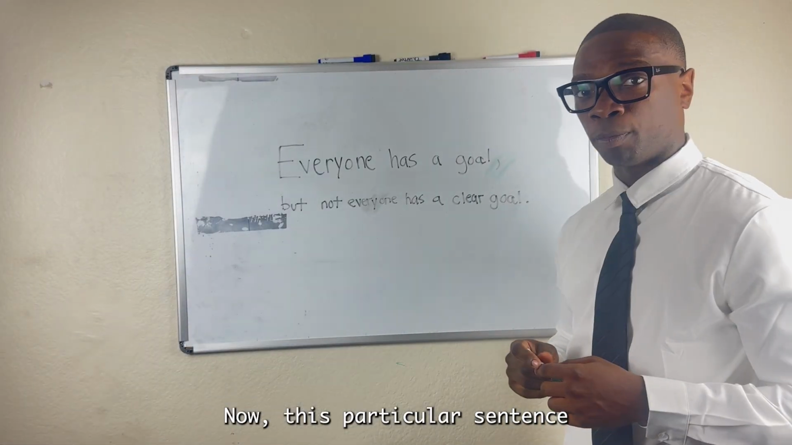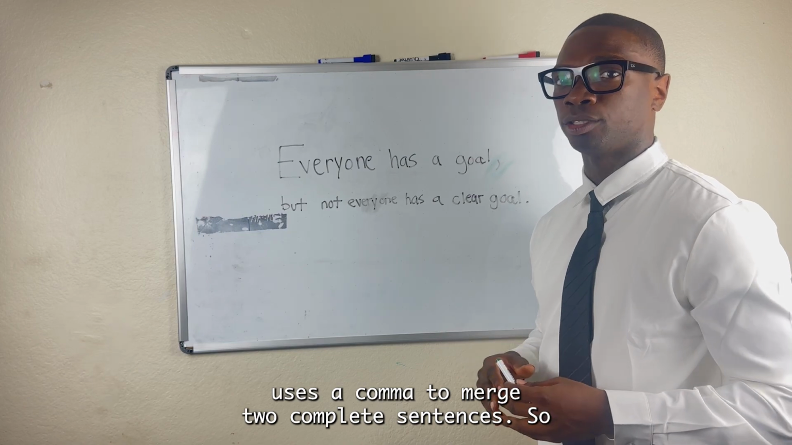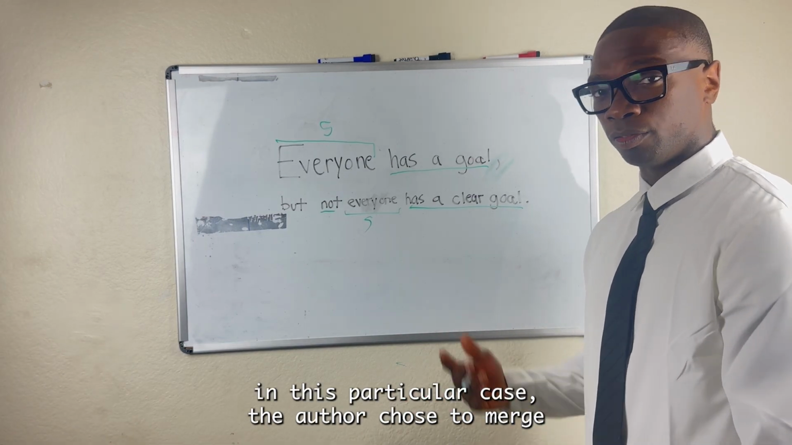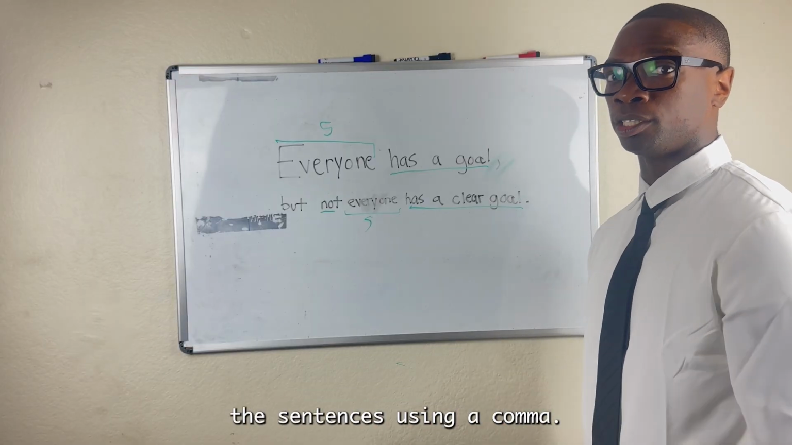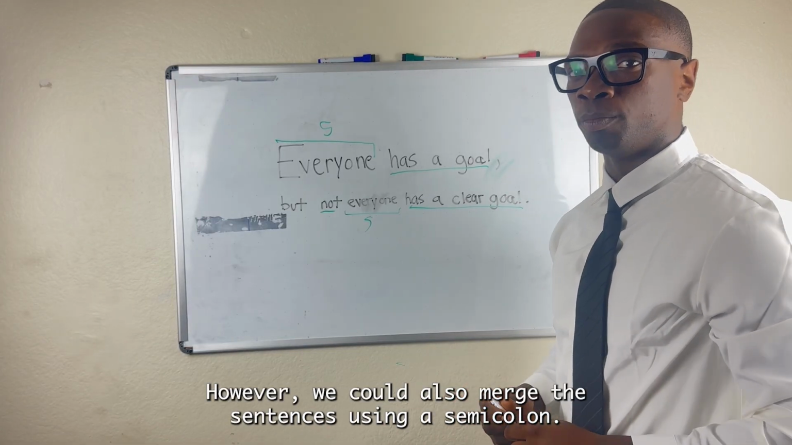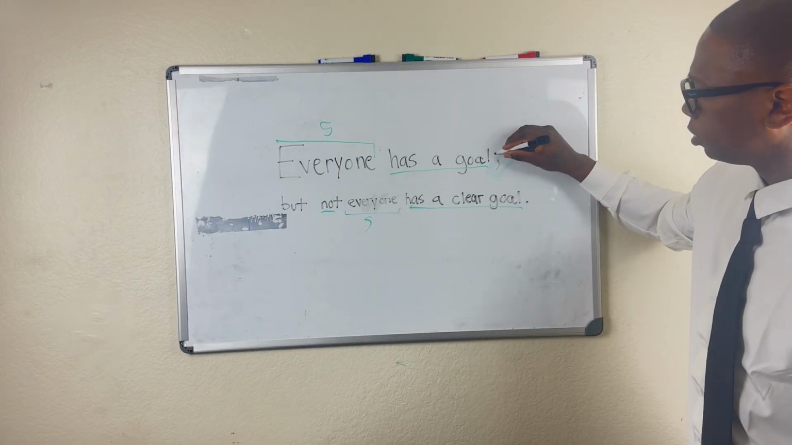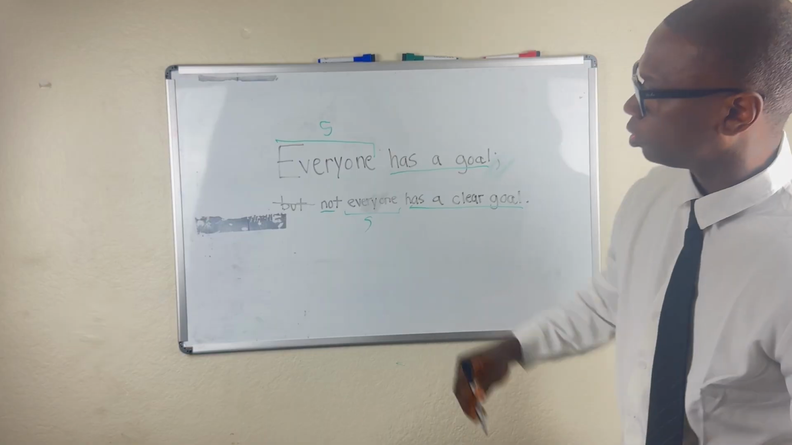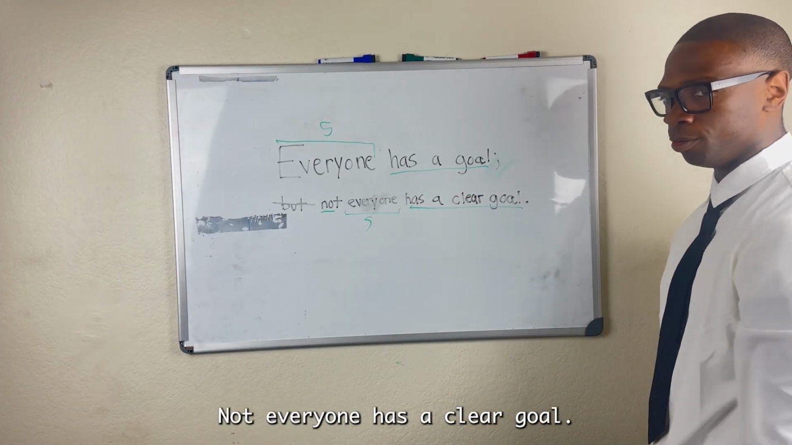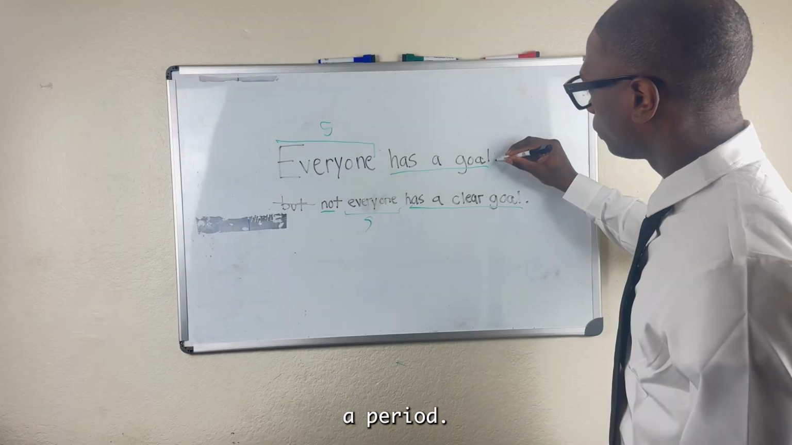Now, this particular sentence uses a comma to merge two complete sentences. So, in this particular case, the author chose to merge the sentences using a comma. However, we could also merge the sentences using a semicolon. Everyone has a goal; not everyone has a clear goal. Or if you wanted to separate the sentence, you could simply add a period.